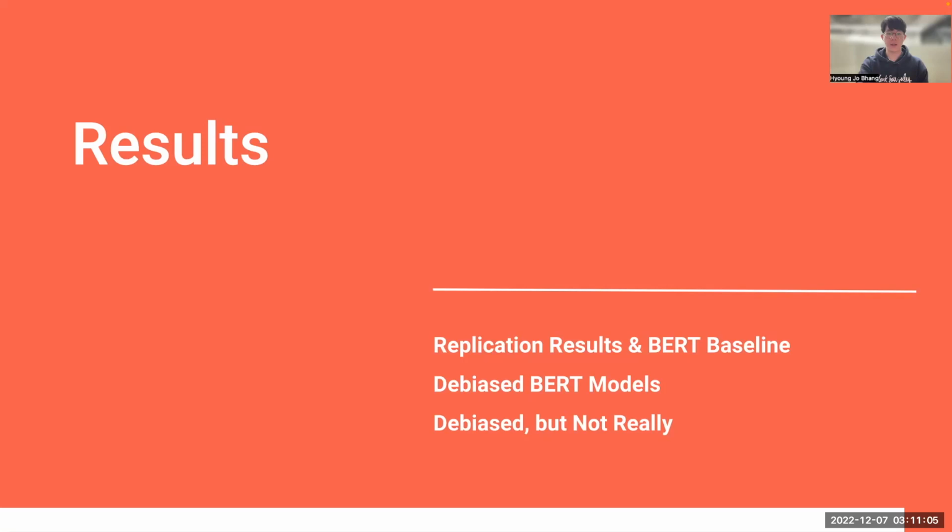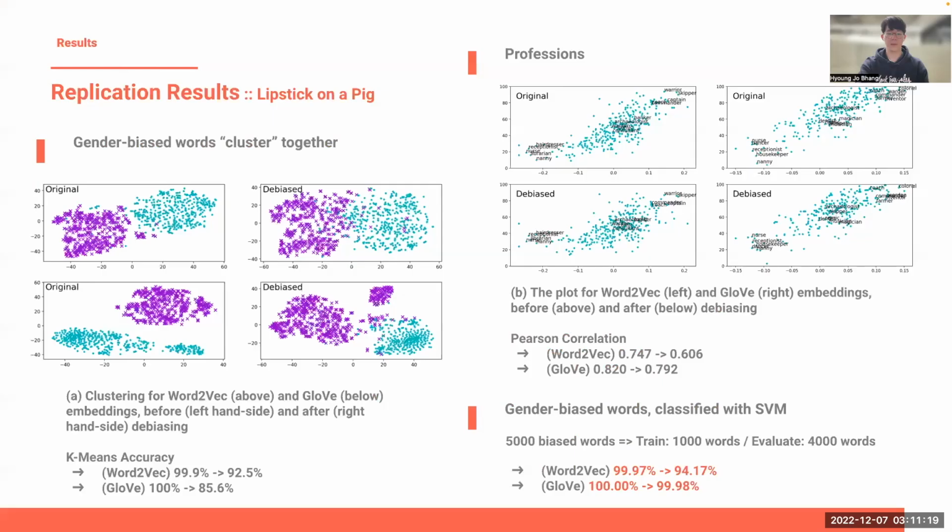Now let's look at the results, which I know many of you have waited for. Here, we will quickly recap replication results and move on to the baseline of biases in BERT embeddings. Then we will examine how recent debiasing models perform.